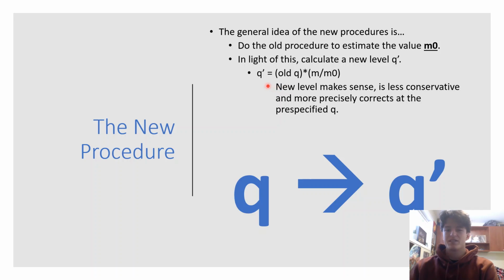Not only is it less conservative and more powerful, it's actually doing a better job. It's correcting at the false discovery rate that you set more precisely than the previous procedure. So it's not like this is some reckless procedure that's just trying to find significance at the expense of accuracy. It is actually more accurate than the previous test.